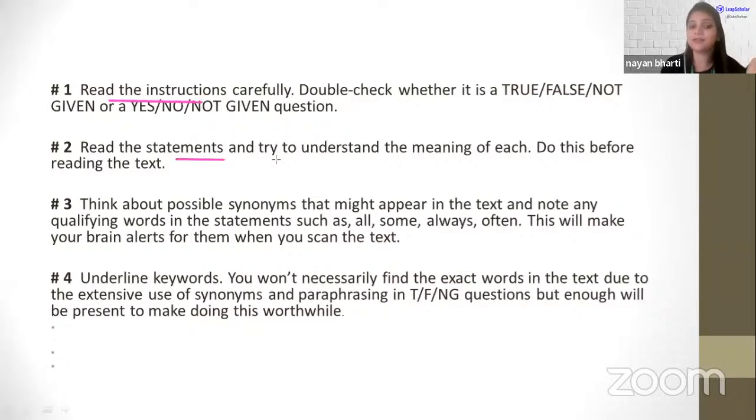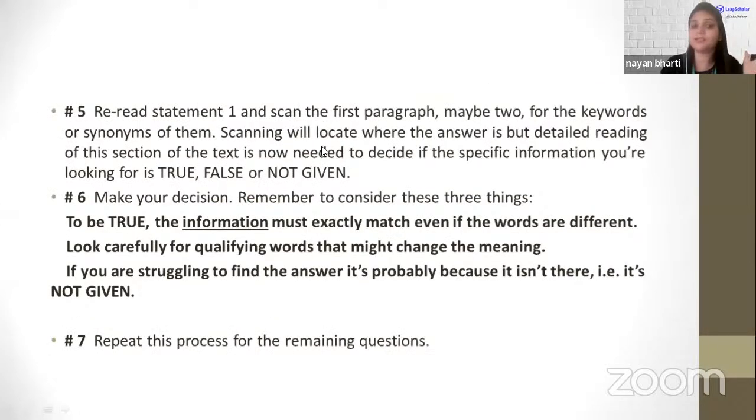Then we read the statement and try to understand the literal meaning, what exactly the statement is about. Start thinking about synonyms, because when you read the question and you start looking for the same word, you will not be able to find it. So start finding synonyms or maybe some similar words. Underline the keyword so that you don't waste a lot of your time reading the entire passage, right? Reread the statement, scan the paragraph. If the information is matching, it will be true. If it's contradictory, it's false. If it's missing, it will be not given.